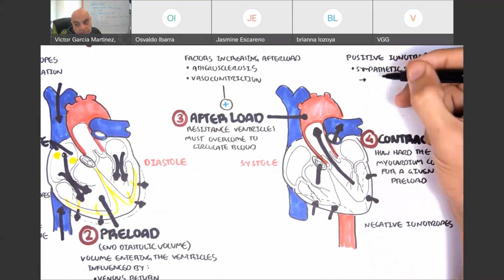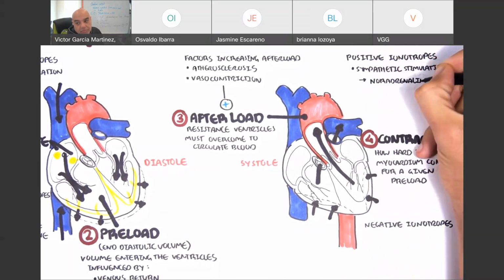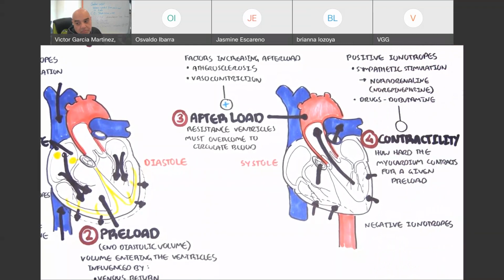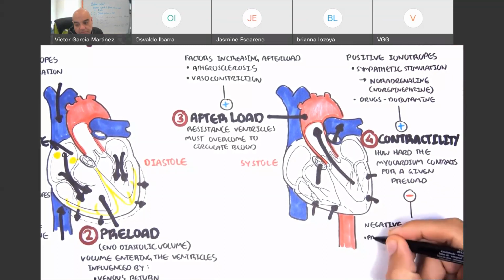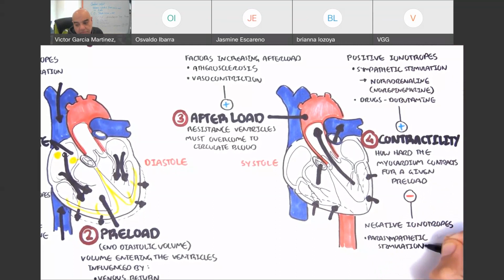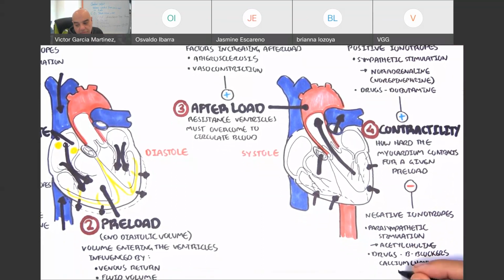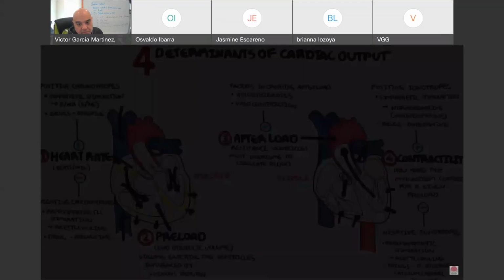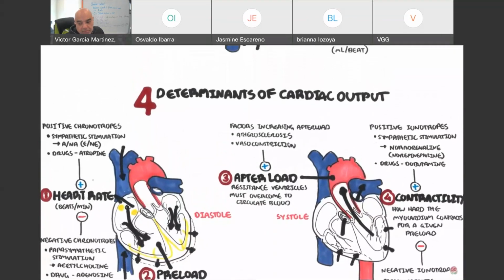Positive inotropes, again, are your sympathetic stimulation, noradrenaline or norepinephrine. Some drugs such as dobutamine can also increase contractility, making it a more powerful contraction. Negative inotropes are things like your parasympathetic stimulation, so your acetylcholine again, and some drugs can decrease contractility, such as your beta blockers and calcium channel blockers. So those are the four determinants of cardiac output: your heart rate, preload, afterload, and contractility.